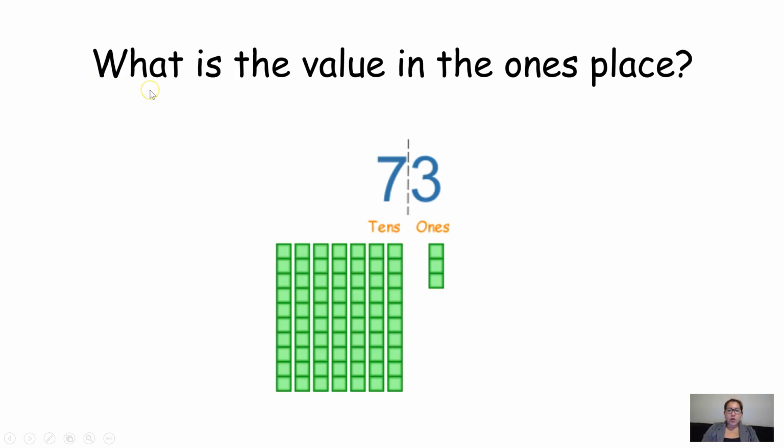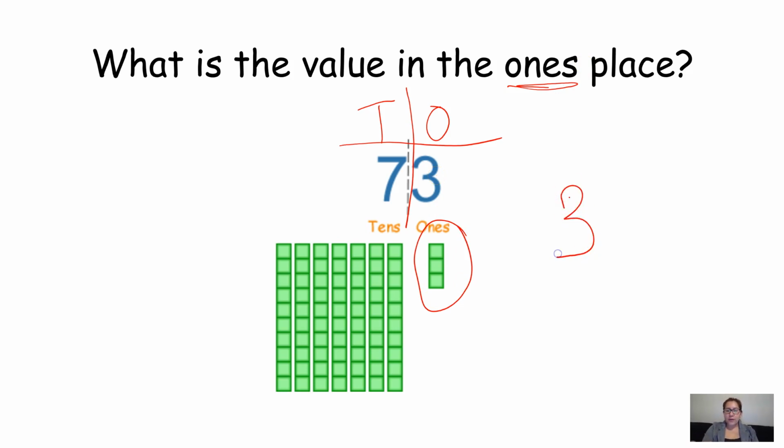Now, boys and girls, we are going to be talking about place value. We're going to be talking about the value of the tens and the ones. So what is the value in the ones place? This is the tens on this side, T for tens, O for ones. We want to look for the one in the ones place. So we have 3. So the value in the ones place is 3.